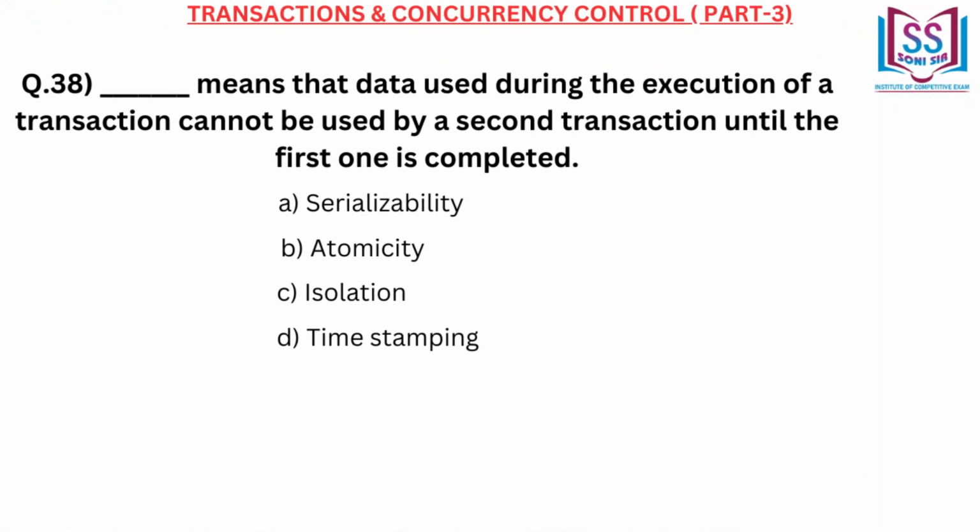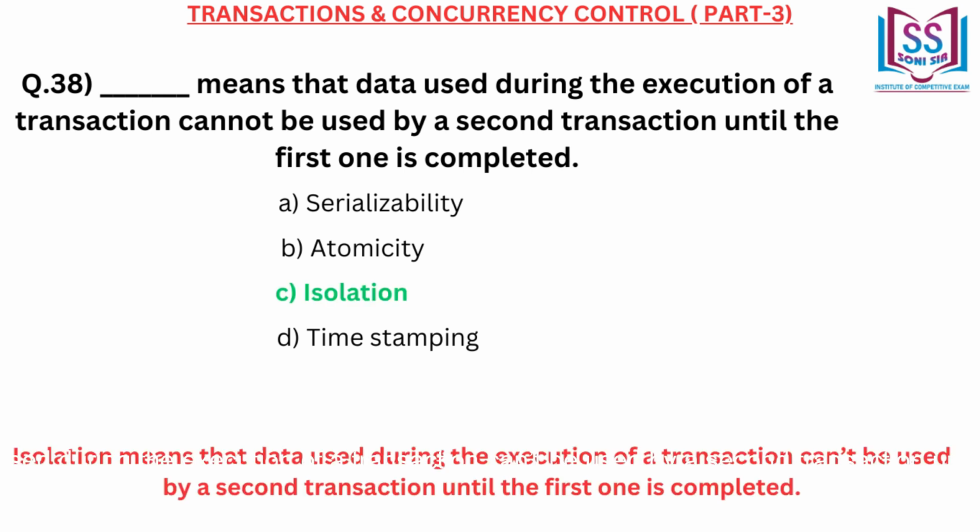Dash means that data used during the execution of a transaction cannot be used by a second transaction until the first one is completed. A. Serializability. B. Atomicity. C. Isolation. D. Timestamping. Correct answer C. Isolation. Isolation means that data used during the execution of a transaction can't be used by a second transaction until the first one is completed.